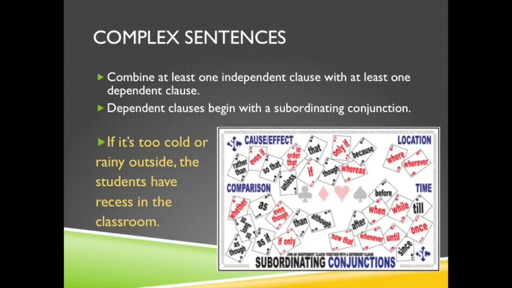One example of a complex sentence is, "If it's too cold or rainy outside, the students have recess in the classroom." The independent clause in this sentence, meaning the part of the sentence that could stand on its own, is, "The students have recess in the classroom." That part of the sentence could be a sentence by itself with proper capitalization and punctuation. We can find the subordinating conjunction if at the beginning of this sentence. That makes "if it's too cold or rainy outside" a dependent clause. Therefore, we have a complex sentence.